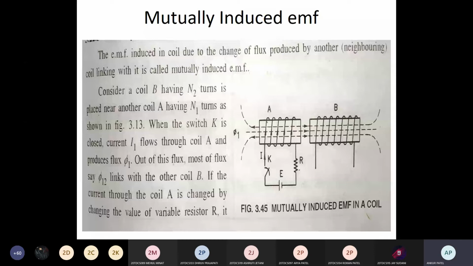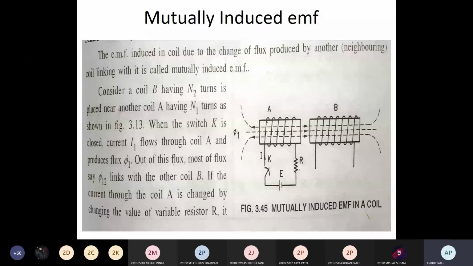Anyone want to say this is electrically connected? Okay, good. This is magnetically connected. You can see we are giving the supply only to coil A. Whatever flux is generated links with the other coil magnetically. We give the supply only to A, but A connects with B by the magnetic flux. So this is magnetically connected and electrically separated.